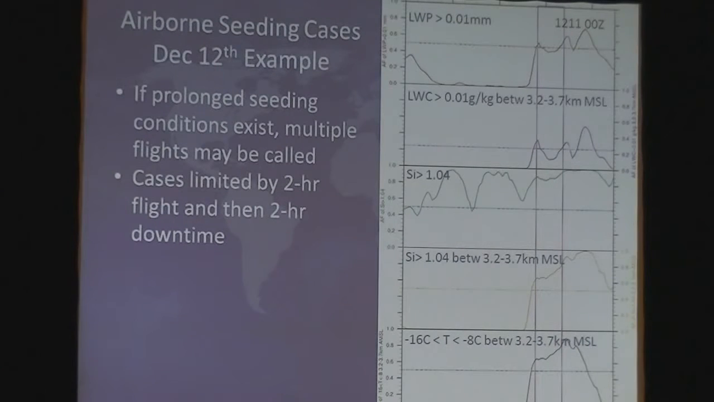So let me try to walk you through what we should be seeing here. This is the exact same time we just looked at, but it's for the airborne seeding criteria. And there should be 3 very thin gray bars that span 2 hours, down 2 hours, and then 2 hours, that pretty much covered this time period here.